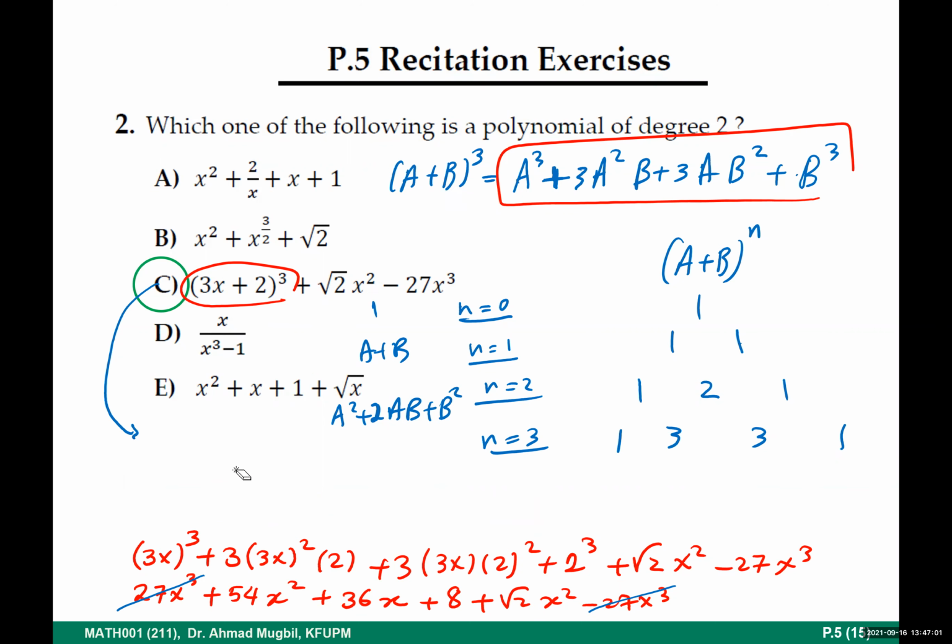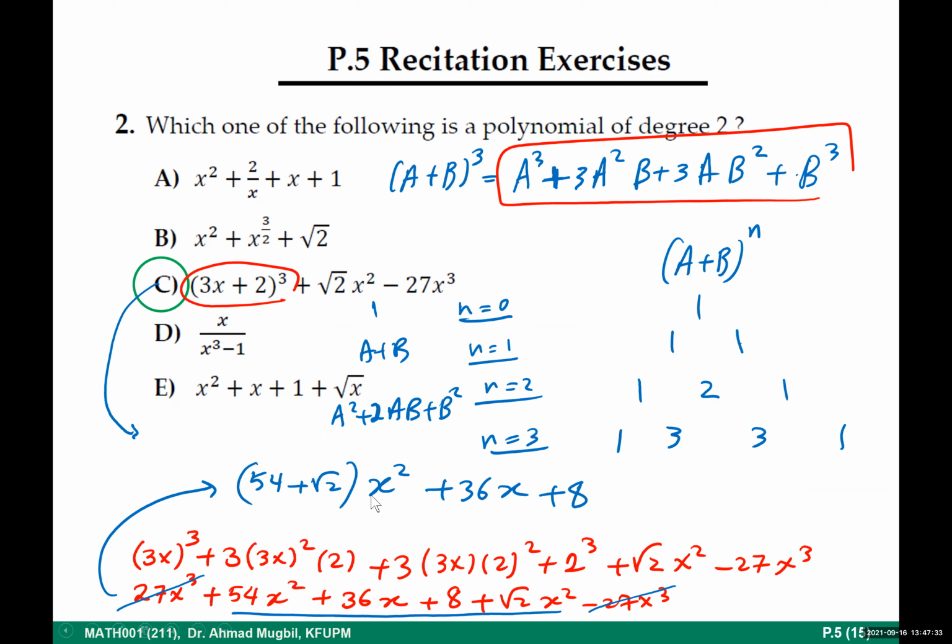We know that it is a polynomial of degree 2, but if you want to combine the like terms, what will you do? From here to here, it will be 54 plus the square root of 2 times x squared by the distributive property, plus 36x plus 8. How many terms? If someone asks you here how many terms, we have in fact 3. They are not 4. You need to combine like terms.